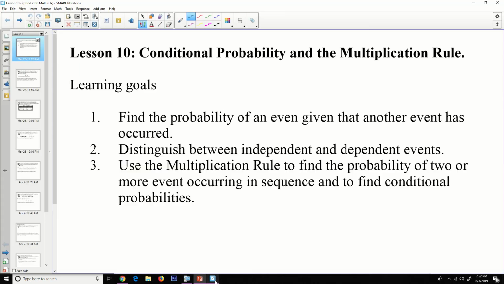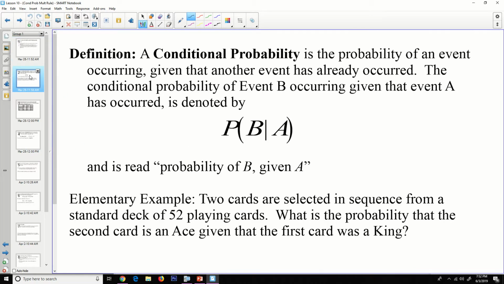Let's get to it. Today, we're going to find the probability of a given event, given that one or another event has already occurred. We're going to distinguish between independent and dependent events. We're going to use the multiplication rule to find the probability of two or more events occurring in sequence and to find conditional probabilities.